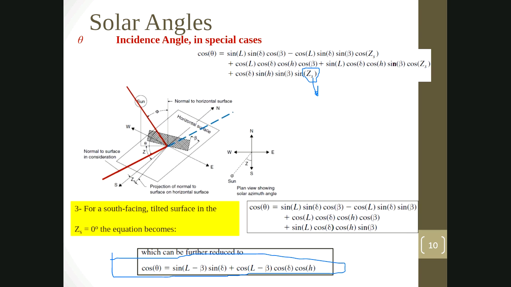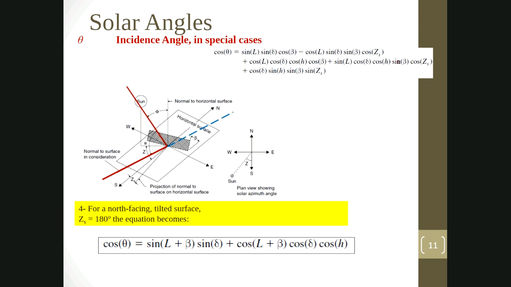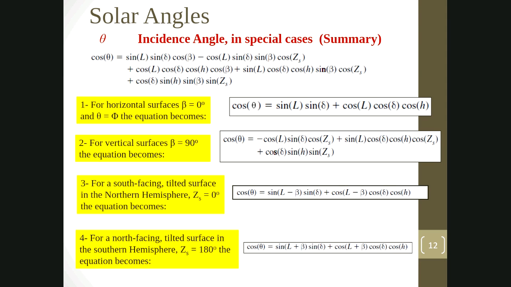Okay, it will also be a function of latitude, beta or tilted angle, and hour angle. If my surface is facing the north, in this case the surface azimuth angle will equal 180, and this is the special case for it. So the general equation for the incident angle, as we see here, is a function of many parameters or many angles, but we have 4 special cases from it.